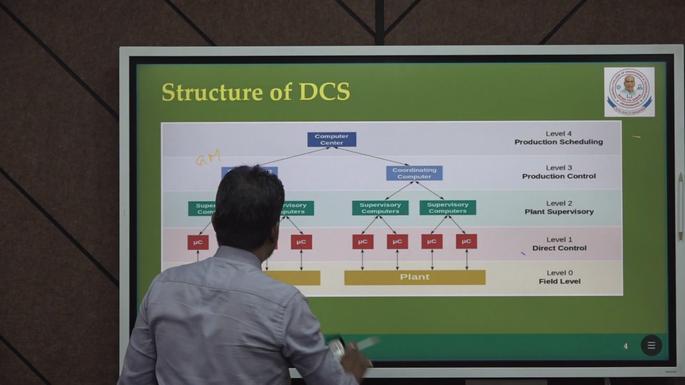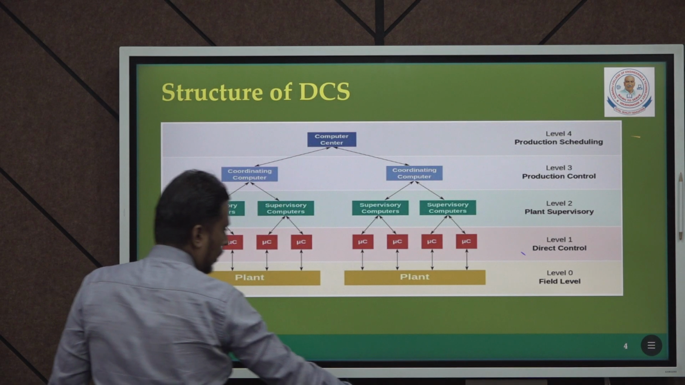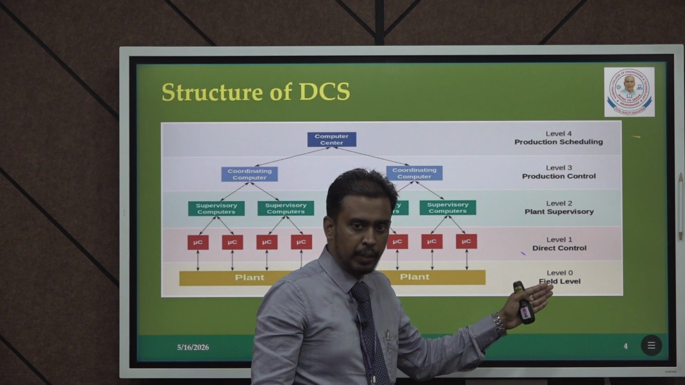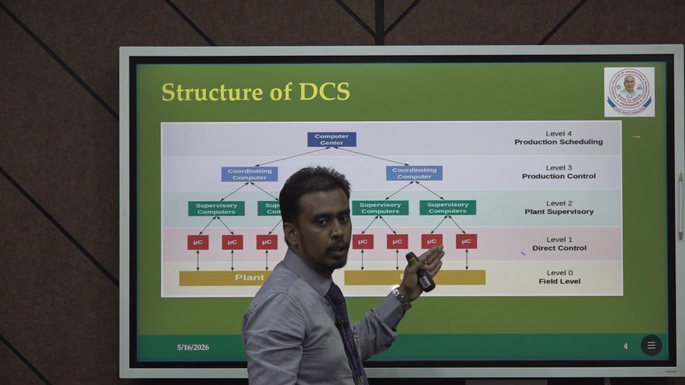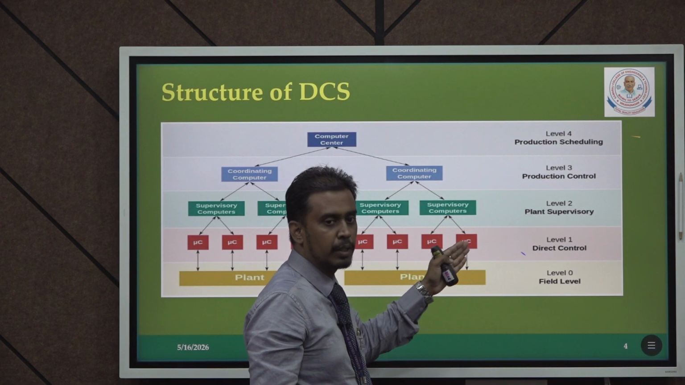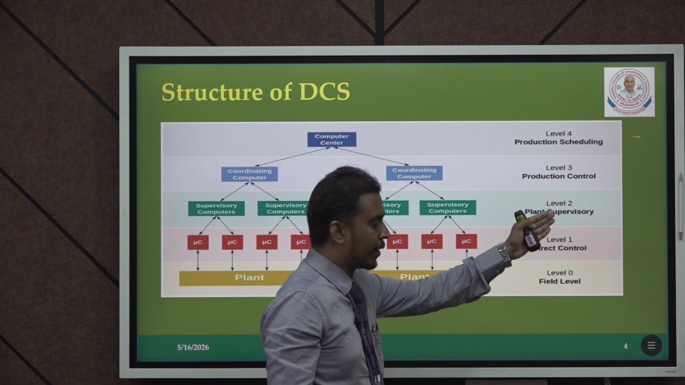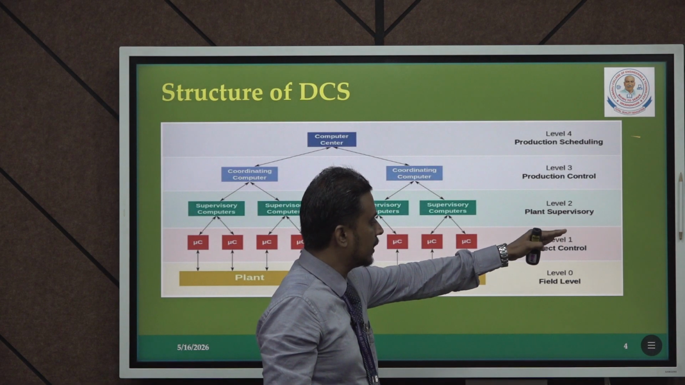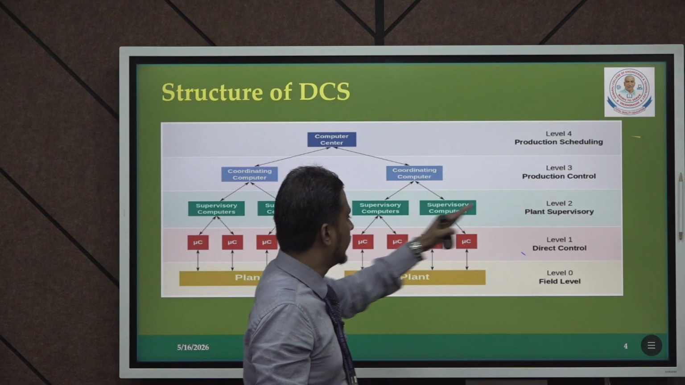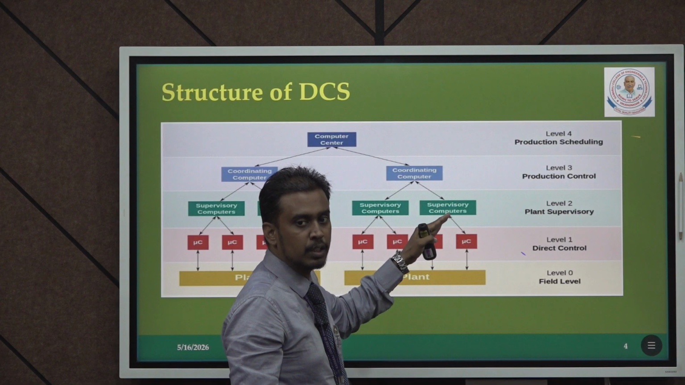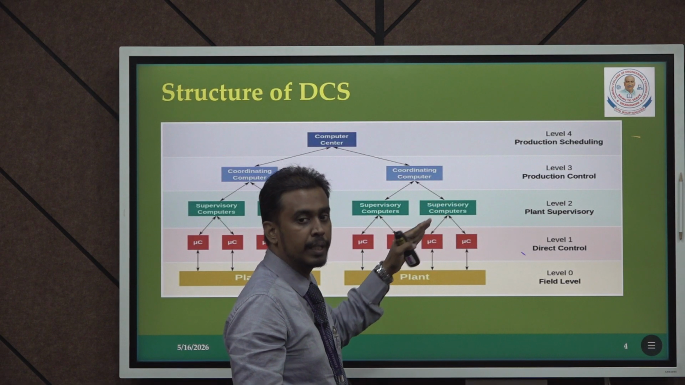So, let us make a simple recall. Level 0 represents the field level, in which the plant is controlled, with each and every machine controlled with the help of a controller, that is level 1, direct control. Further, the direct control is now going to be associated in a plant supervisory level with the help of supervisory computers which are associated with various controllers.